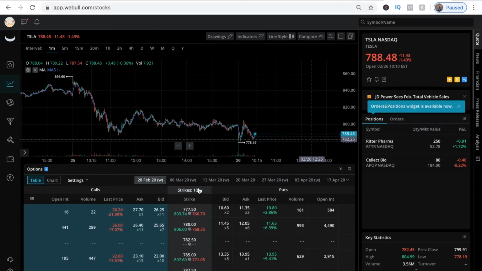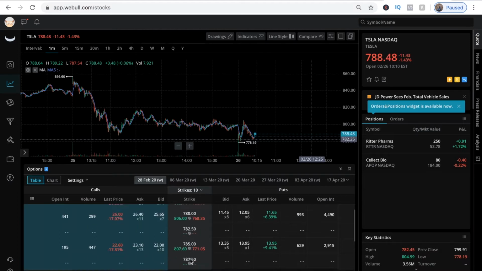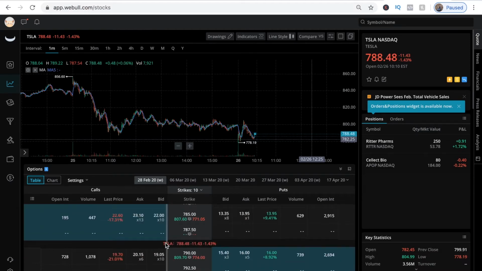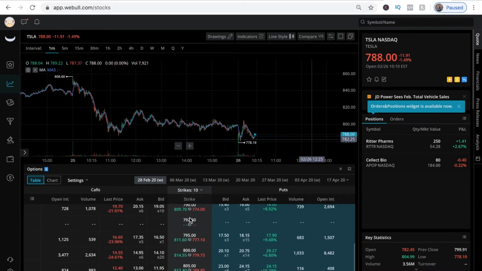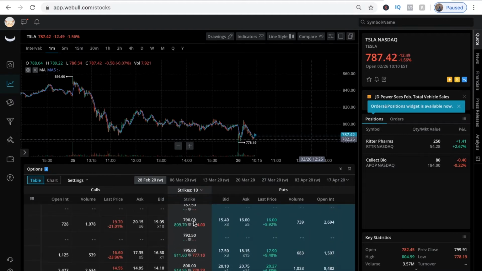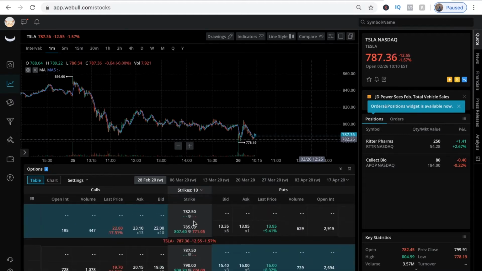We have 10 strikes shown, so it's going to show us 10 strike prices around the stock price, which is right here. It's going to show us 5 above it and 5 below to give us 10 strike prices. We can increase that, we can decrease that, whatever we want. I'm going to leave it at 10.